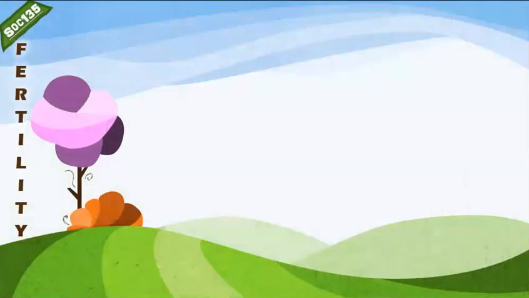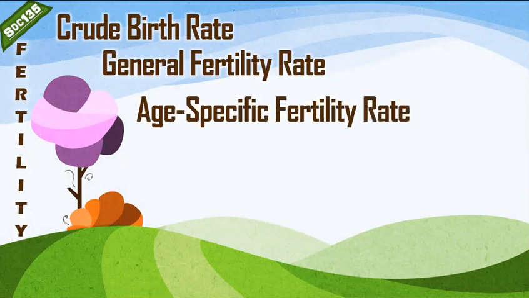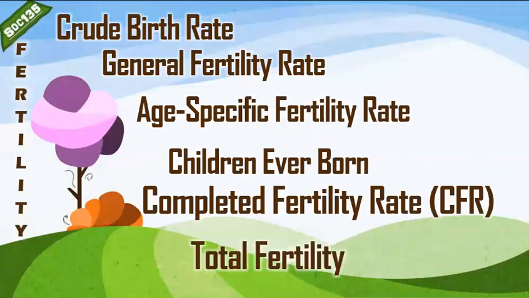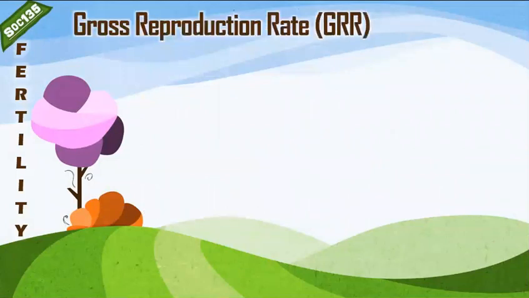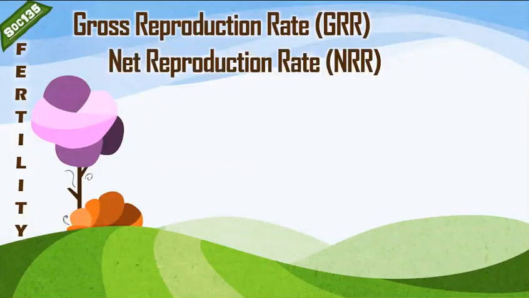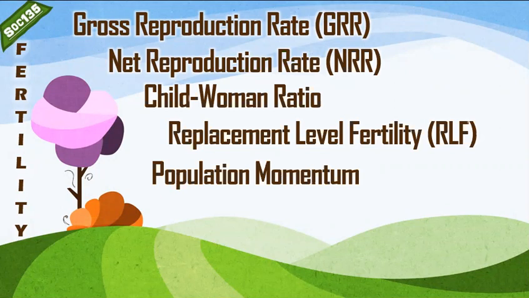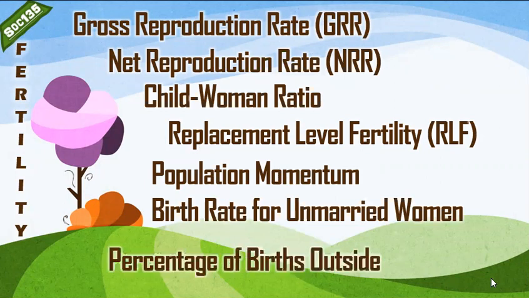So in the previous module, we covered crude birth rate, general fertility rate, age-specific fertility rate, children ever born, completed fertility rate, and total fertility rate. Now, in this module, to continue, we are going to have gross reproduction rate, net reproduction rate, child-woman ratio, replacement level fertility, and population momentum. So these are two concepts, not necessarily with formulas. Another formula: birth rate for unmarried women and percentage of births outside marriage.